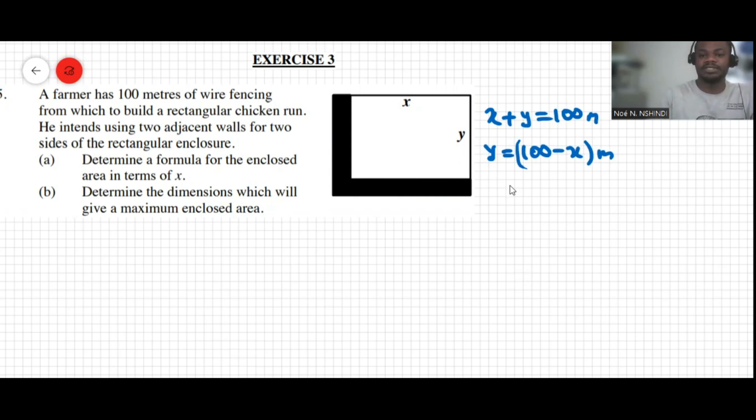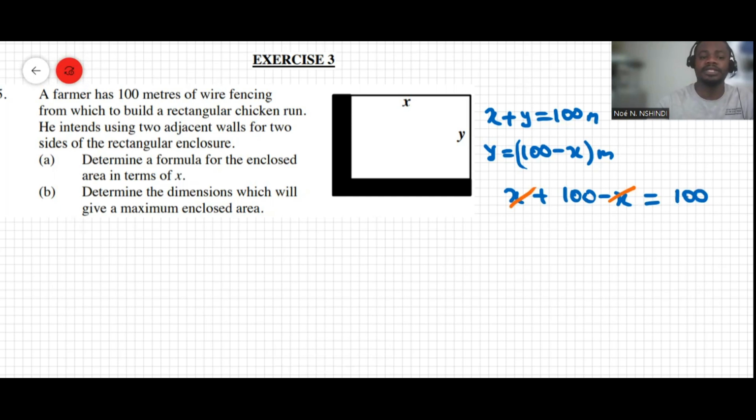Okay, you can check it. x plus 100 minus x makes 100. If you do x plus 100 minus x, we have x and x simplified, and then the answer is just 100. You see?